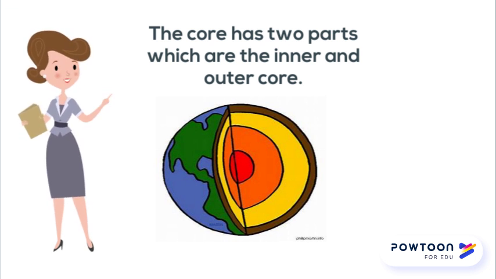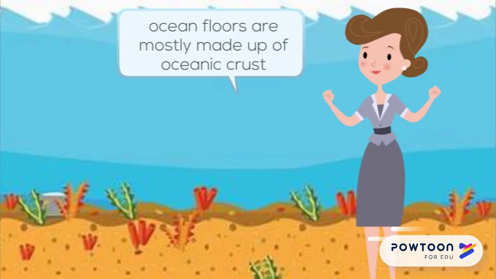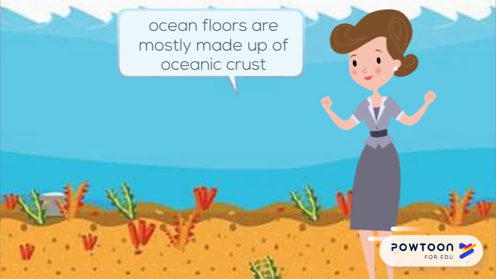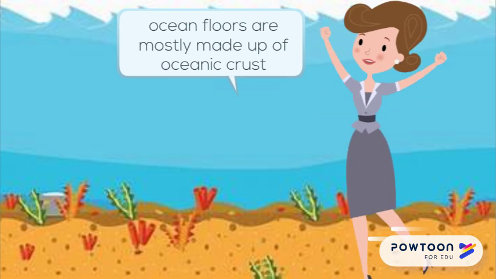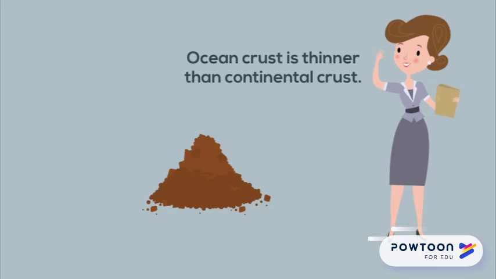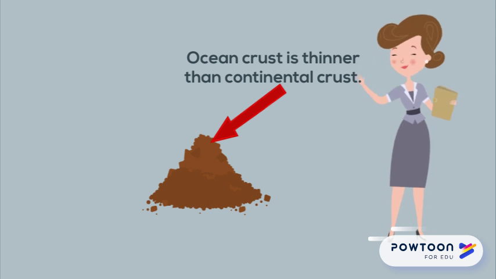Earth's crust can be divided into oceanic and continental crust. The ocean floors are mostly made up of oceanic crust, while continental crust makes up the continents. Ocean crust is thinner than continental crust. Oceanic crust is usually less than 10 km thick.